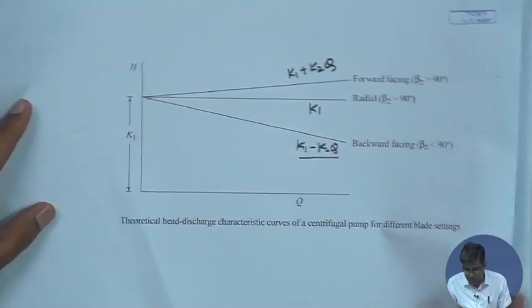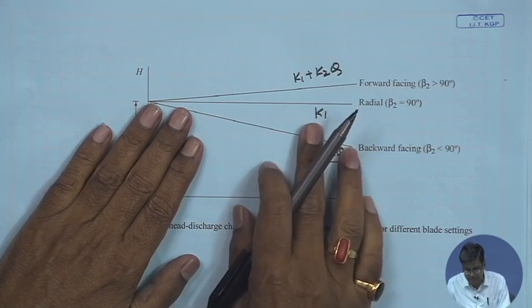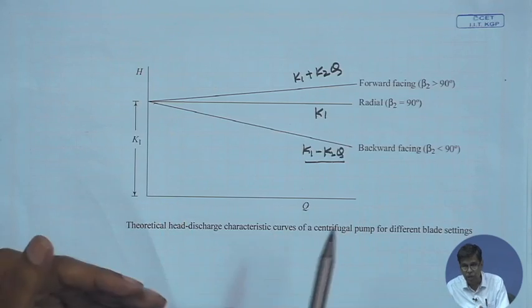Now if this theoretical head discharge relationship under each case is converted to the actual one by taking into consideration slip, shock loss and frictional loss, step by step, as we did for a backward facing impeller blade, and we do it for both radial and forward facing impeller blades, the curves will look like this. Let me show you the curve. This is finally the curves which will come.